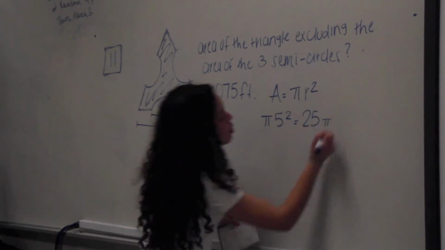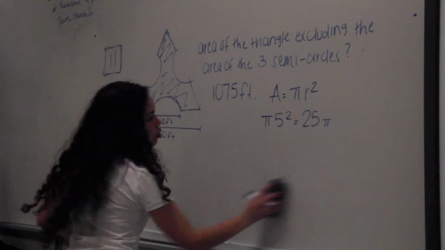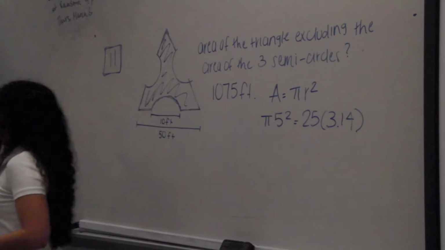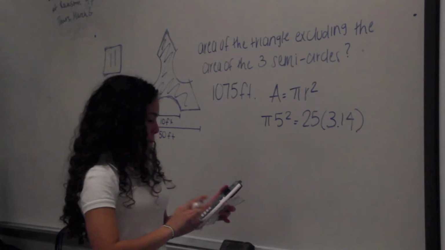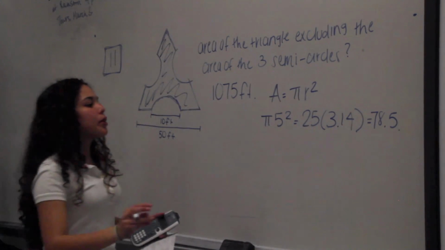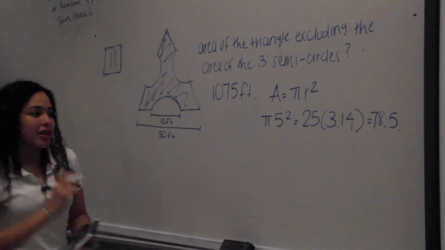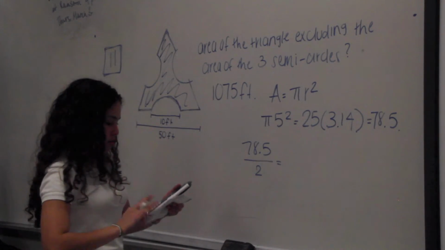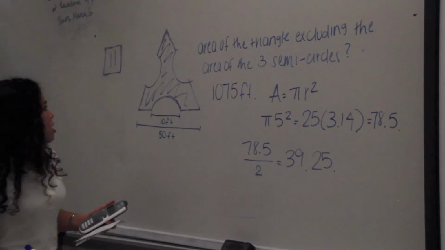25 pi. Now in the question, they tell you to use 3.14 instead of pi. So we're going to multiply by 3.14, right? So now, I'm going to multiply that. 25 times 3.14 equals 78.5, right? So that is going to be the area of a complete circle. But since we are working with semicircles, it is going to be half of that. So 78.5 divided by 2 is 39.25, right? That is going to be the area of the semicircles.